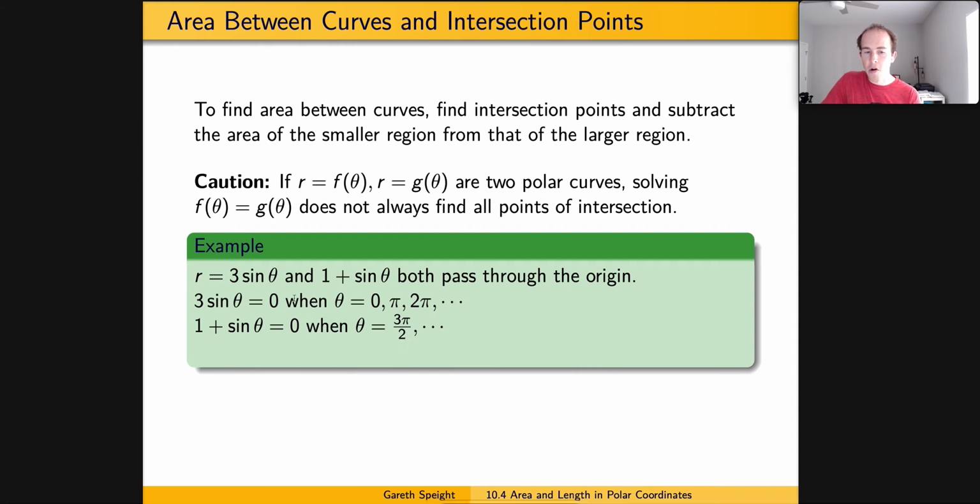So they both pass through the origin, and they're still going to intersect at the origin because they're passing through the same point. But we're not going to be able to solve 3 sine theta equals 1 plus sine theta and get all these theta values. It's not going to work out that well.